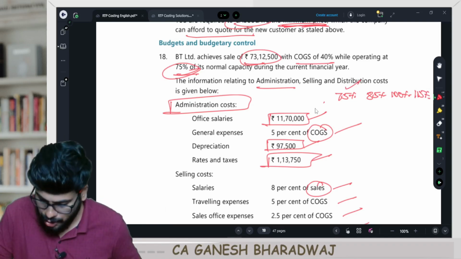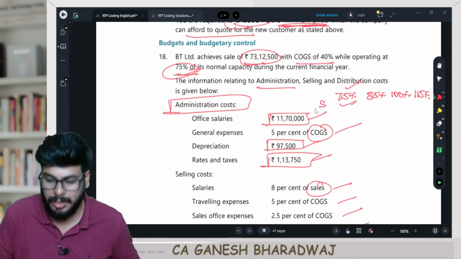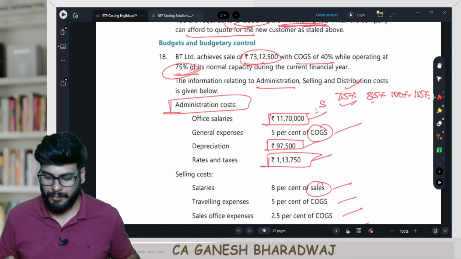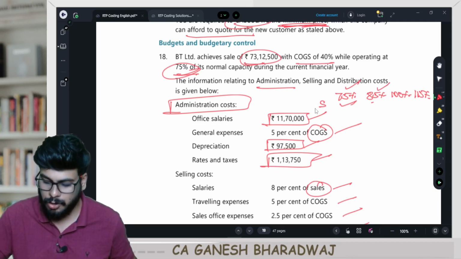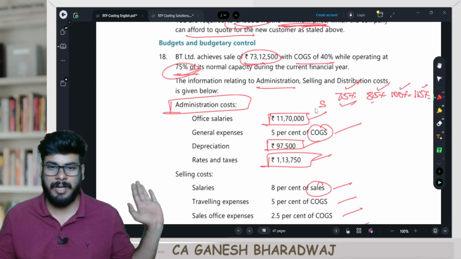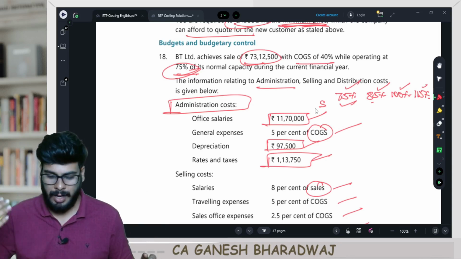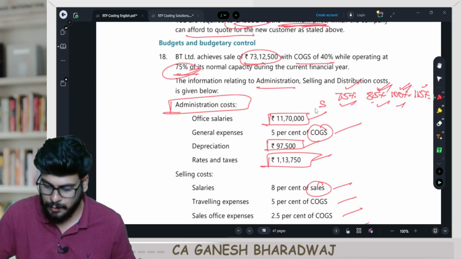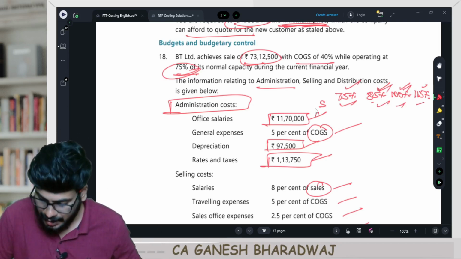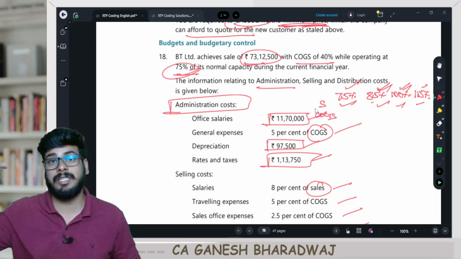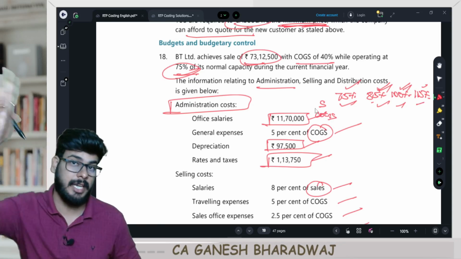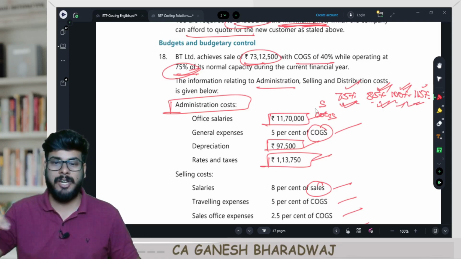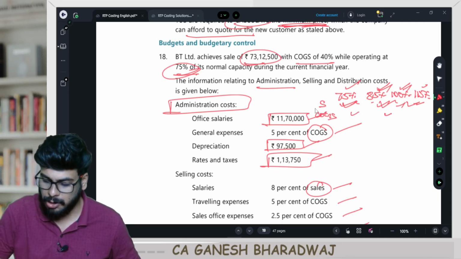Now what you need to do is arrive at the sales figure. Sales figure for the current level is given. For the other 3 levels, you can easily find out. So 73 lakh 12,500 is for 75%; divided by 75 and multiplied by 85, you get this figure, by 100, you get this figure, by 115, you get this figure. Then you also need COGS, because some components of these expenses are a percentage of COGS. COGS is 40% of the respective sales figure, so 0.4 into the respective sales figure, this also you will get.